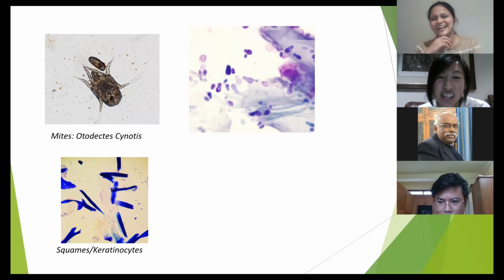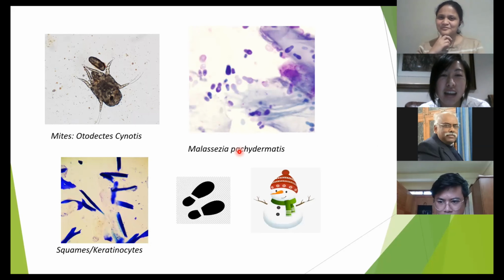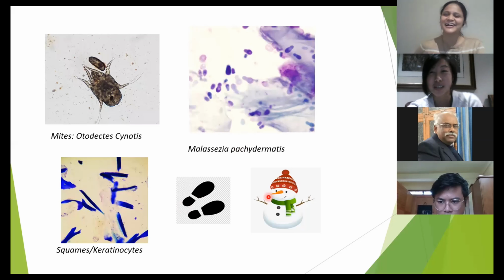That's right. Exactly. So Malassezia pachydermatis is the yeast that we find in the ear typically, and they're quite easy to recognize. They have a shape like a footprint, like this, or I don't know how many of you build snowmen in India. I don't build snowmen in Melbourne, but like a snowman, a little two bubbles like this. So they're quite easy to see, and they're also quite large. You can also see them on a 40 times objective.